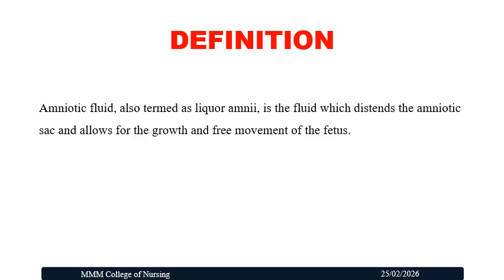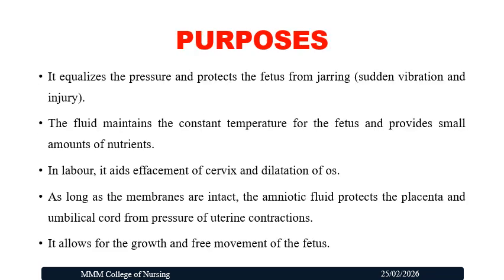Definition. Amniotic fluid is also known as liquor amnii. It is a fluid which distends the amniotic sac and also allows the fetus to grow and move freely. The purposes are: it equalizes the pressure and protects the fetus from jarring, which means sudden vibration and injury. Unknowingly, if a mother falls down, it protects the fetus. Then the fluid maintains the temperature for the fetus and also provides a small amount of nutrients.